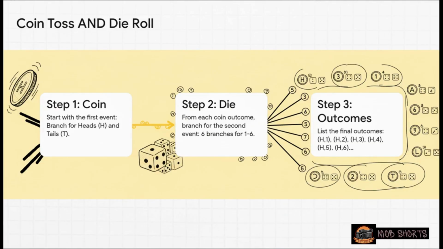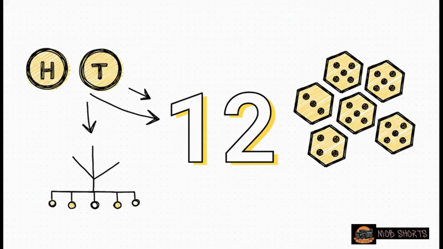Then, from each of those branches, we draw out the possibilities for the second event, rolling the die. That's 6 new branches for numbers 1 to 6. If you follow each path to the end and count them all up, you get 12 unique outcomes. And look at that. 2 choices for the coin times 6 choices for the die gives us exactly 12 total outcomes. See, this shows you perfectly why the FCP works. It's just a super fast shortcut for drawing out a massive tree diagram, which, let's be honest, you do not have time for in an exam.